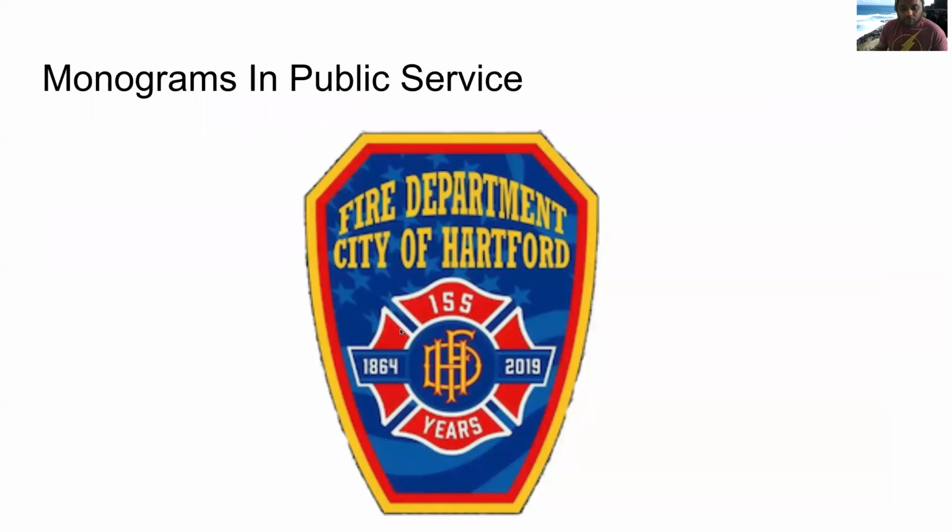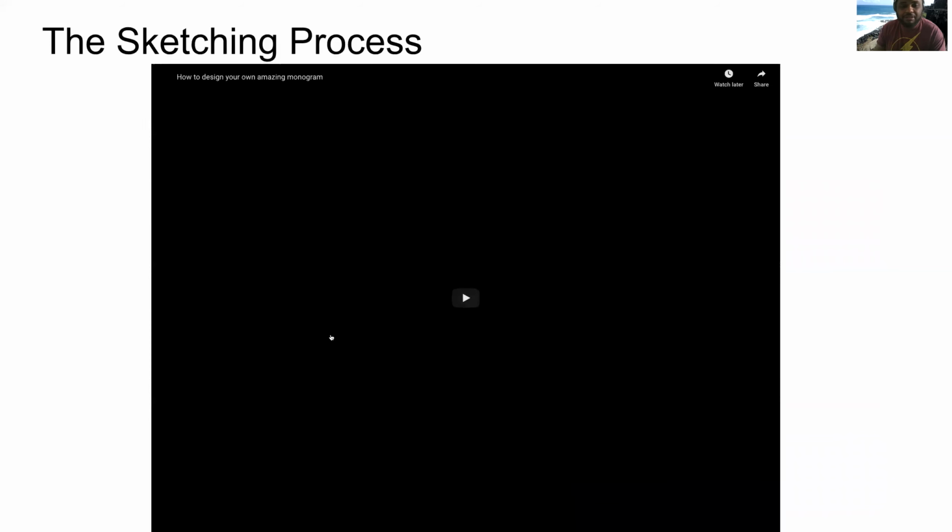And then the one that you have probably seen, but you probably never paid attention to the details, is our fire department. So our Hartford City Fire Department has a monogram. Now, usually you don't notice it because it has other decorations, but if you ever meet someone from that fire department and they have a hat on, they'll always have this monogram. And so it's something that pretty much is all around us. We just don't think about it as much.